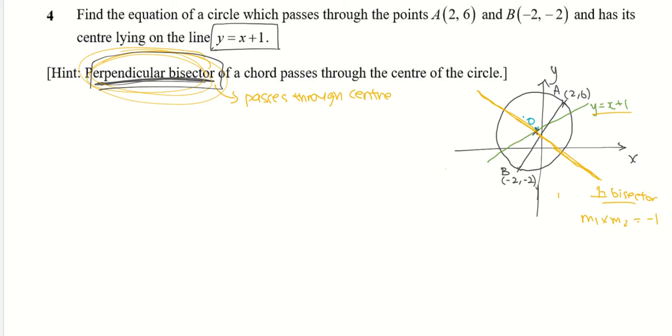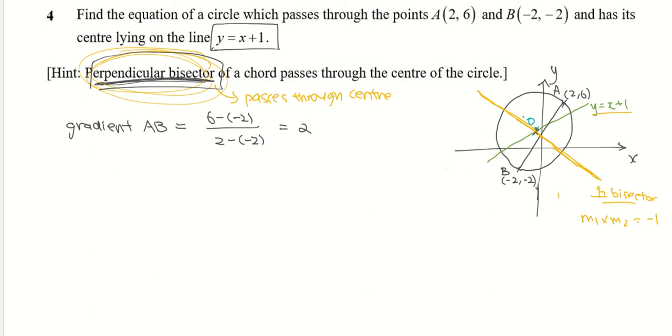Okay, so let's take a look now. We will find the gradient of chord AB first. Remember, y2 minus y1 over x2 minus x1. We find the original gradient first. So let's find 6 minus minus 2 over 2 minus minus 2. That gives me 2.